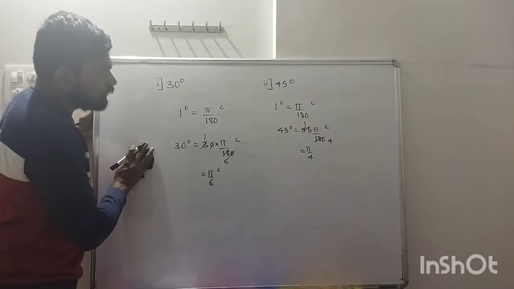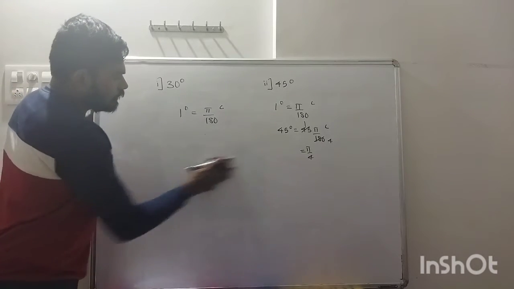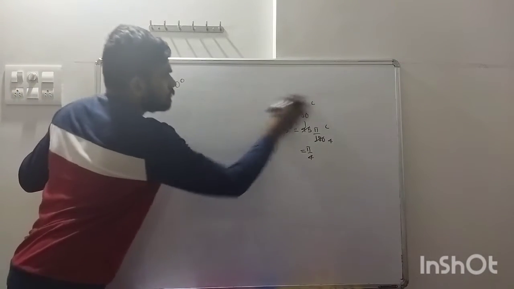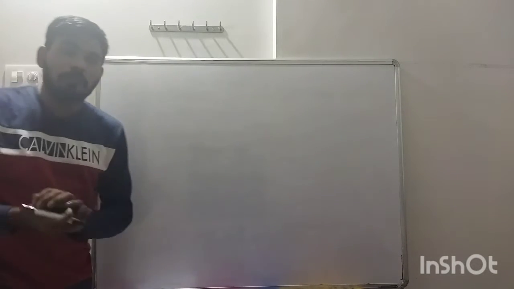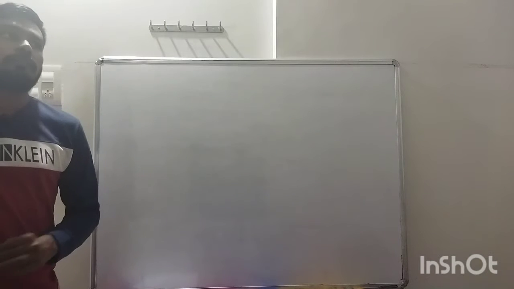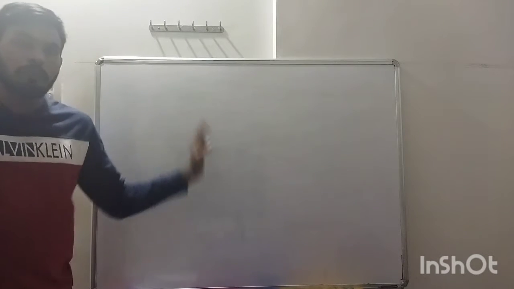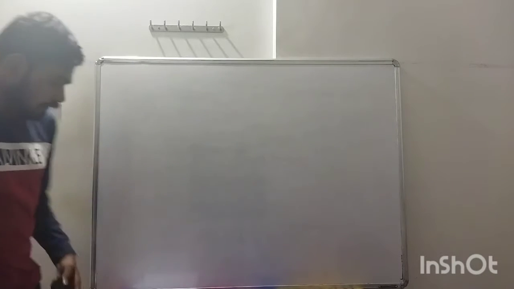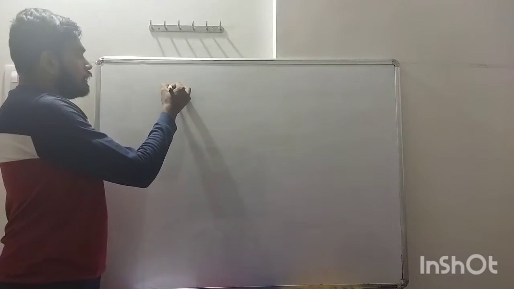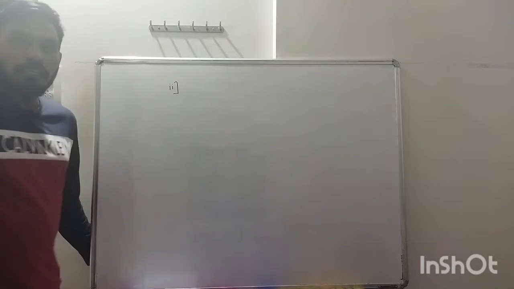In the same way we will see how we convert angles from radians to degrees. I won't be able to complete the entire portion here, so whatever I can do, I will do. However much I can do, I will do. So next, converting angles from radians to degrees.